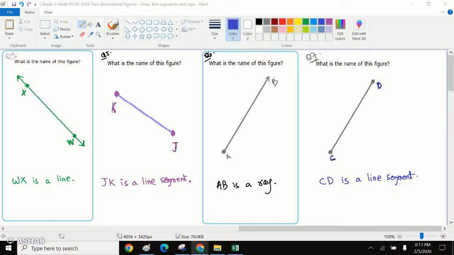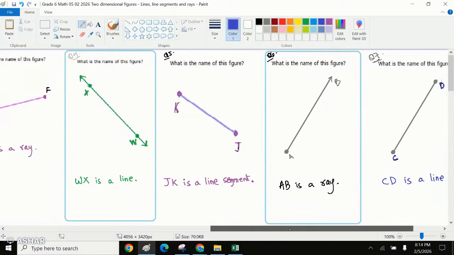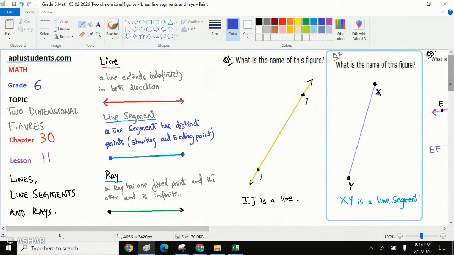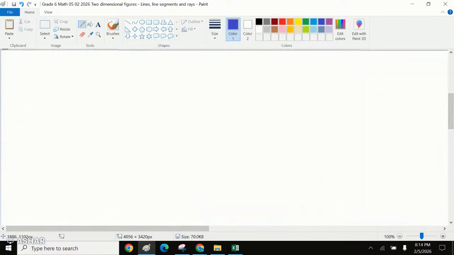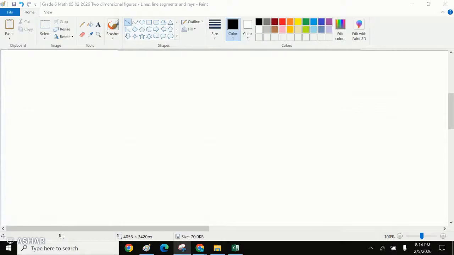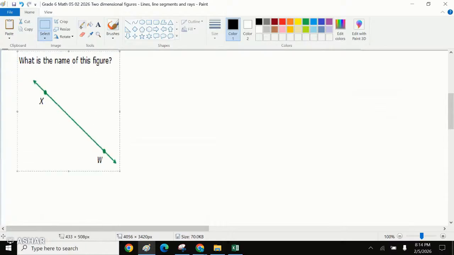Okay, moving ahead, let's say question number 7. Okay, if I would say in question number 7, we still have this. What is the name of this figure? X and W. Okay, this is question number 7.